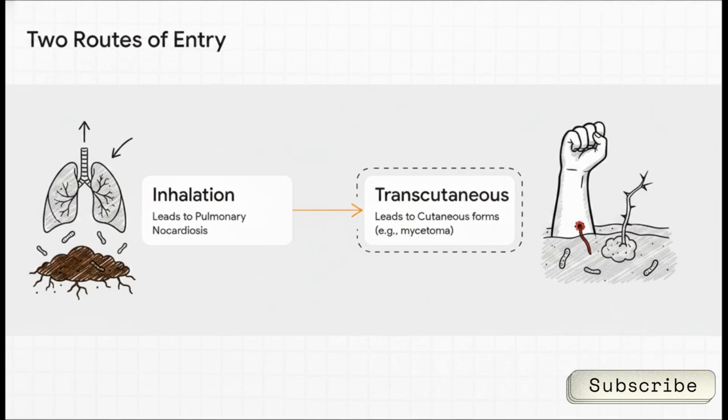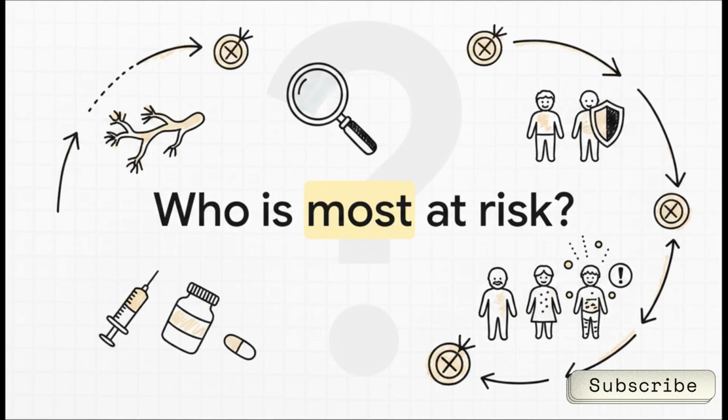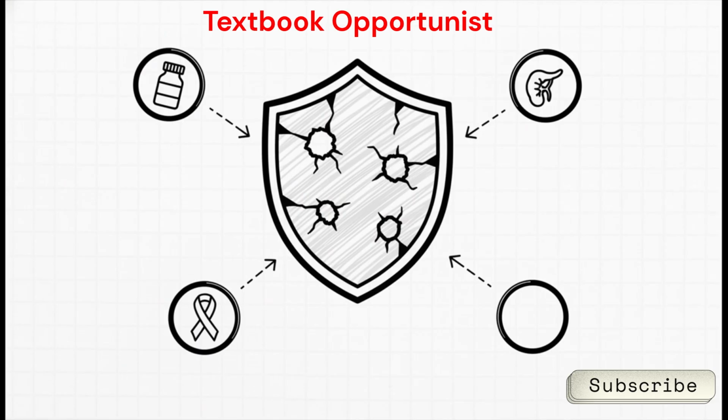Think about a gardener getting a thorn prick. That's a classic scenario for causing these local skin infections. Now, here is a classic exam question. Risk factors. Does Nocardia affect just about everybody equally, or does it pick its targets? And the answer is a very clear no.